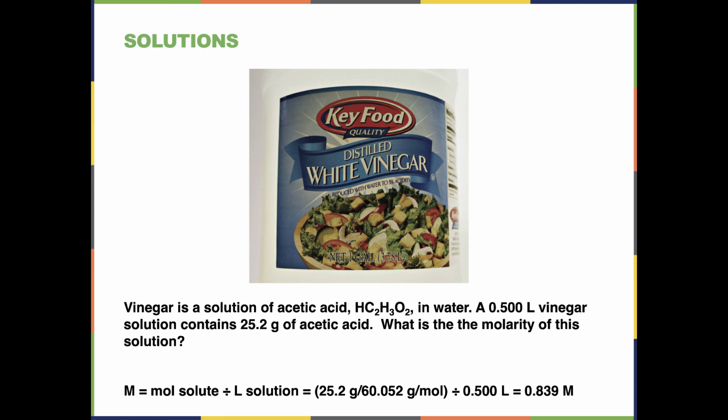You have 25.2 grams, which is what you're given. The formula mass or molecular mass of acetic acid is 60.052. You divide that out, and then you either multiply it by 2 or divide it by half. Either way, you get an answer of 0.839 molar, which is moles per liter. And it's designated by a capital M.